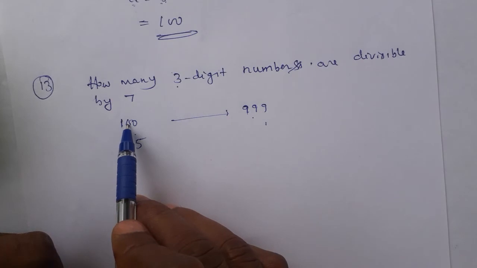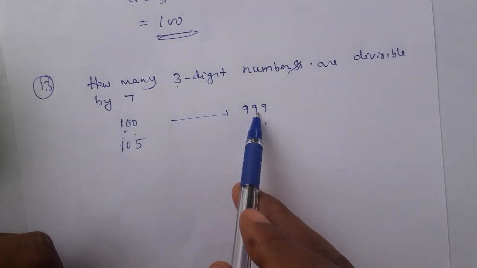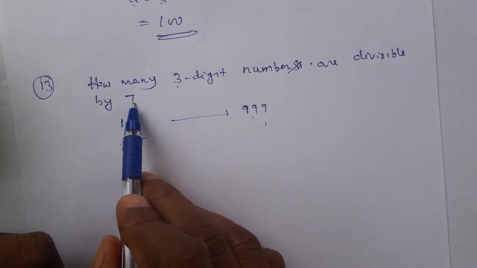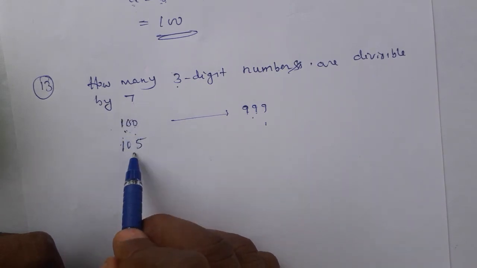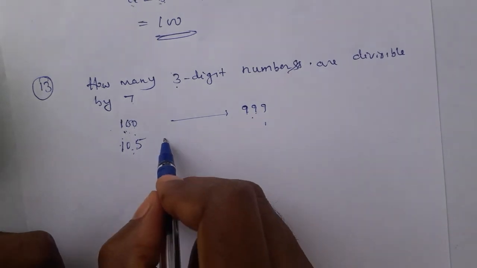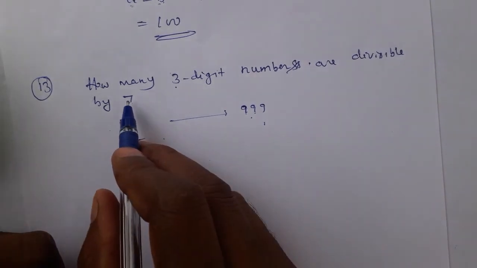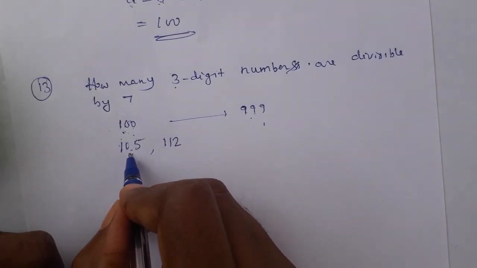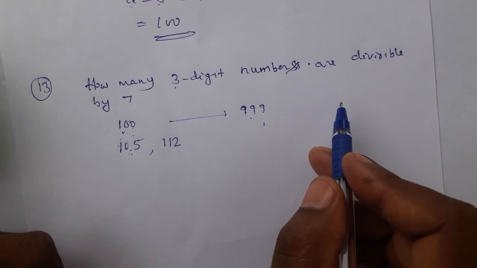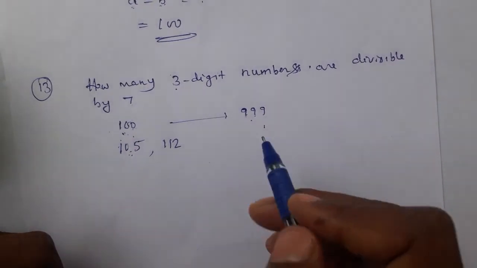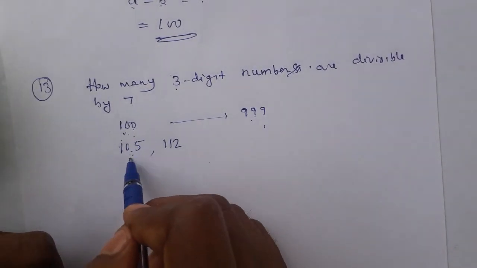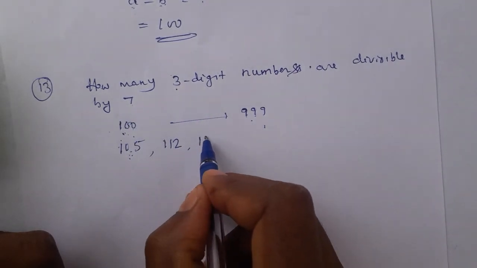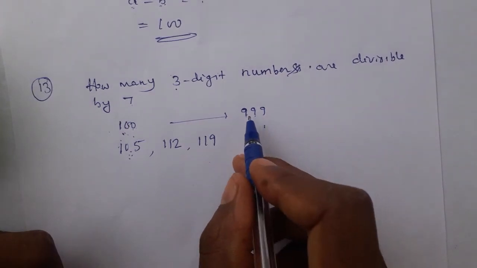They told us the range is from 100 to 999, but 100 is not divisible by 7, nor are 101 and 102. 105 is divisible. So what is the next number divisible by 7? It is easy: add 7, and we get 112. 7 ones are 7, 7 twos are 14, and so on. Since 105 is divisible by 7, the next number is 105 plus 7, which is 112, and so on till 999.